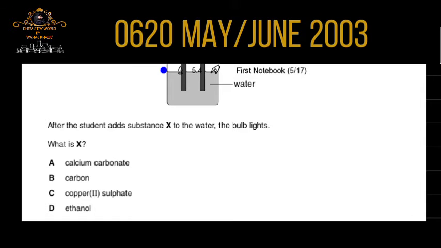So we can see that C is the right option. If we say calcium carbonate, it will give us an exothermic reaction. That is wrong.